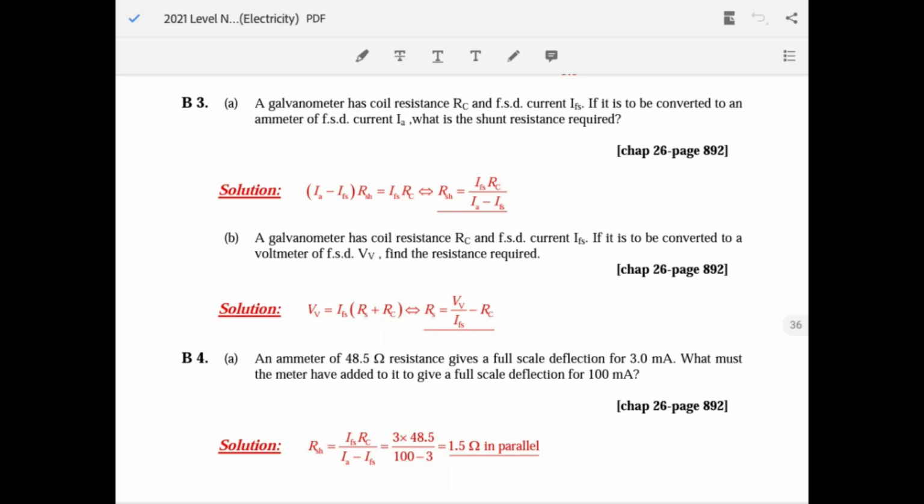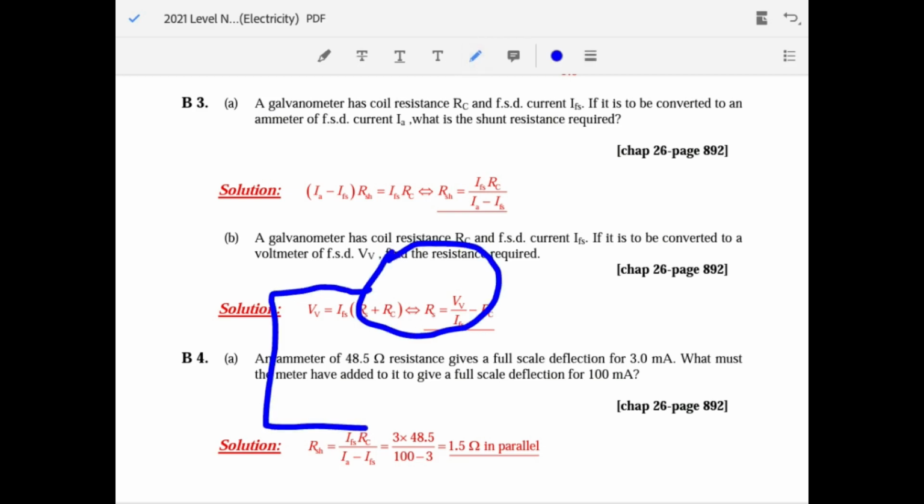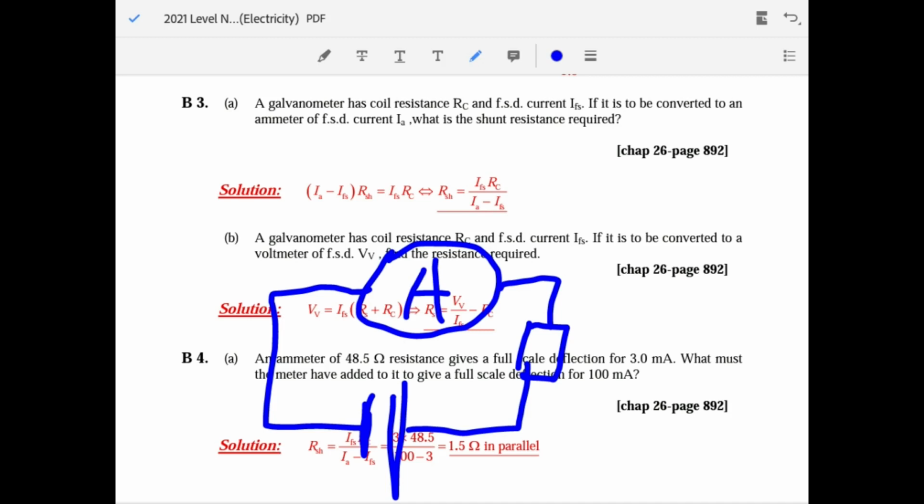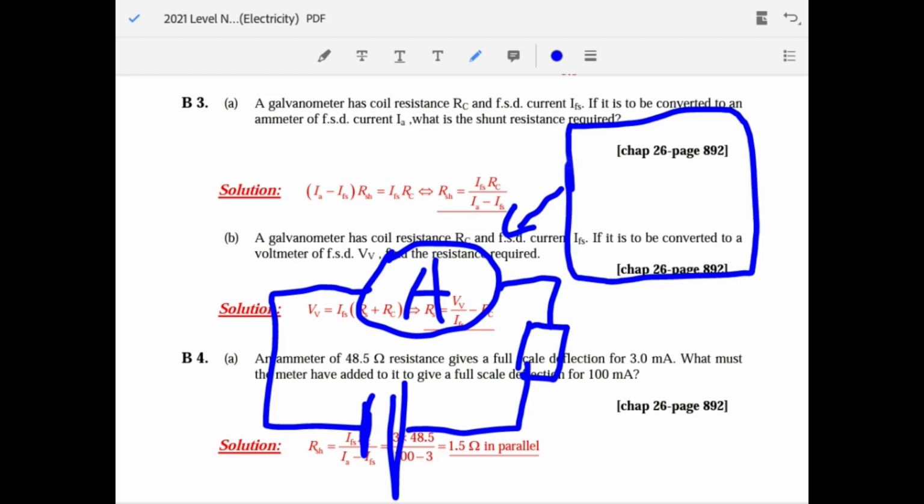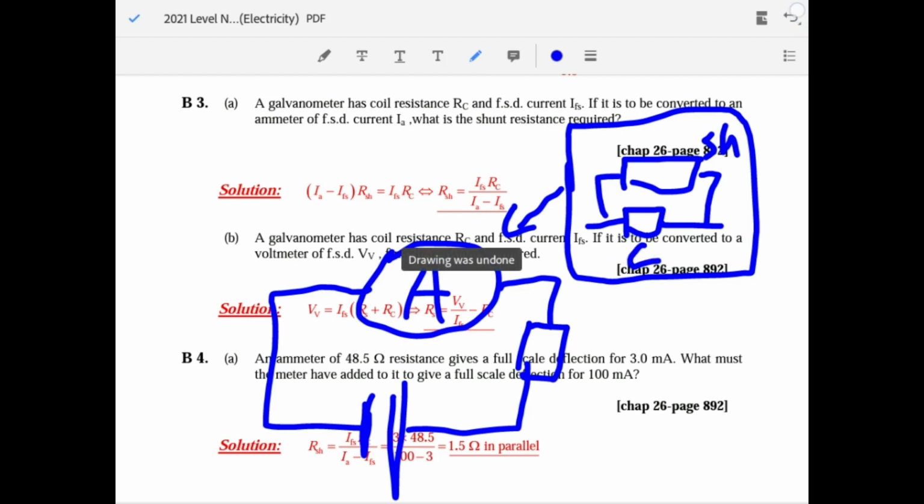Basic question 3. A galvanometer has a coil resistance RC and full scale deflection current I full scale. It is to be converted to an ammeter. What is the shunt resistance required? As you know, an ammeter we place in series with the circuit. And in order for it to not affect the actual circuit, you make it parallel. Actually, inside the ammeter you have a whole circuit, and here you have a small resistor, and here you have the large resistor. This is the shunt, and this is the actual coil, the one that lets the current pass.